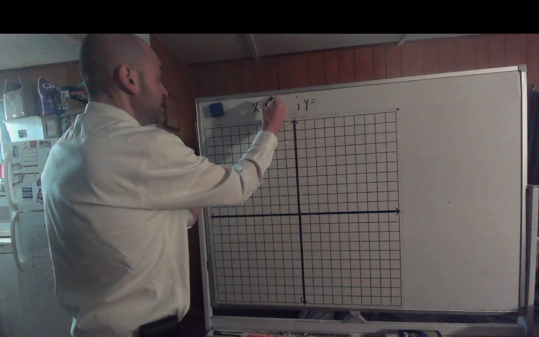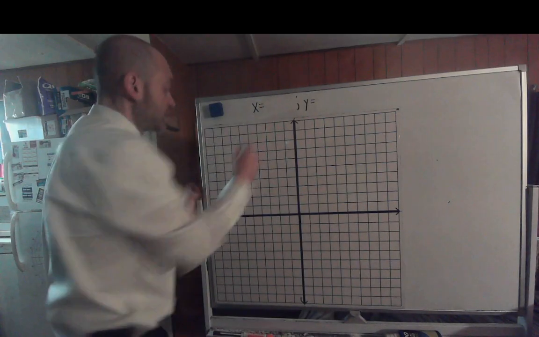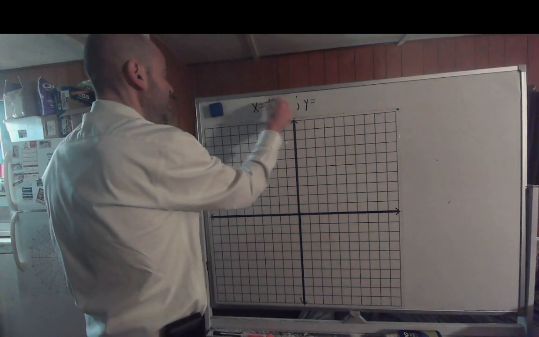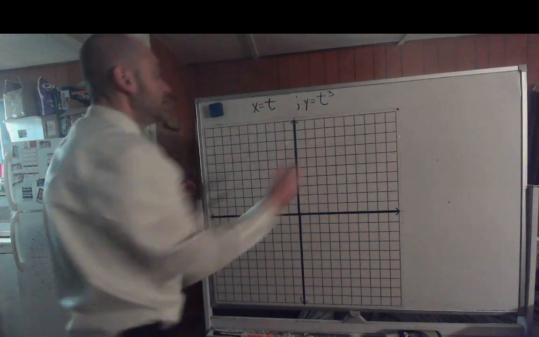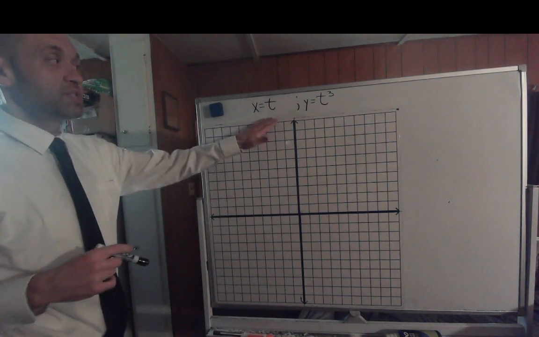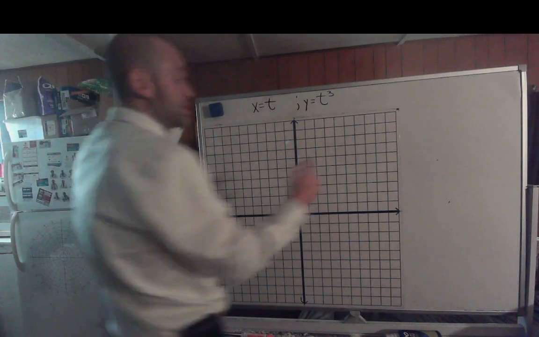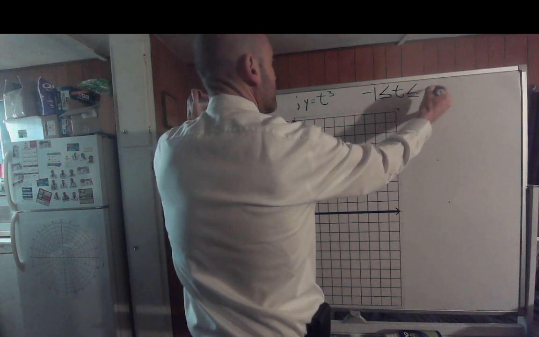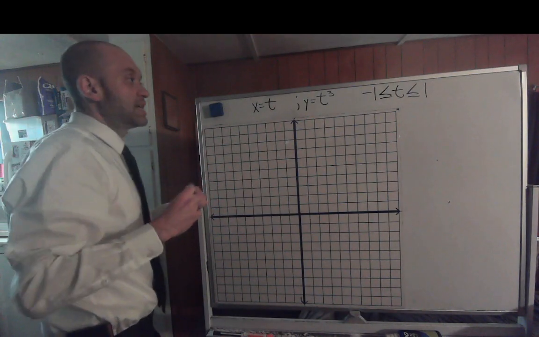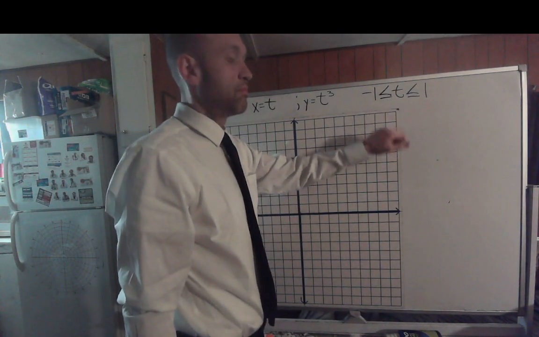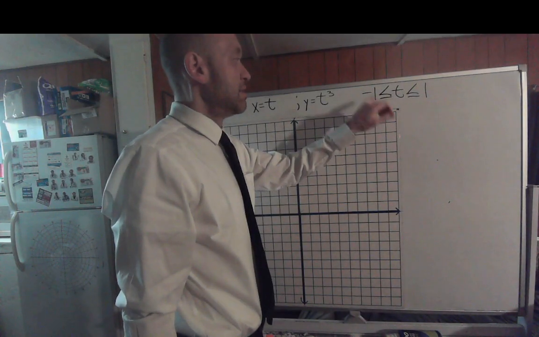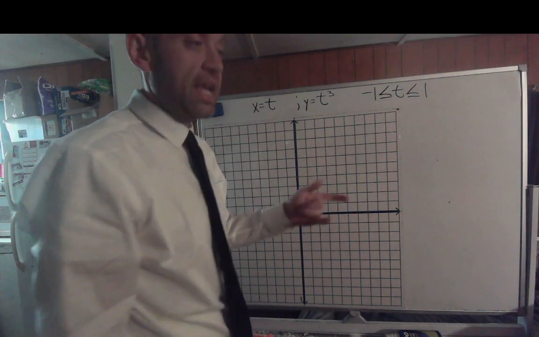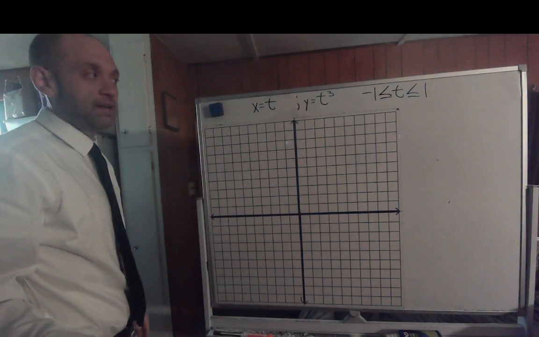All right, let's again say, yeah, let's do this. X equals t, y equals t to the third. So x equals t, y equals t to the third. And we're going to take -1 is less than or equal to t, which is less than or equal to 1. So we only care about when t is from -1 to 1. That's the domain of t.